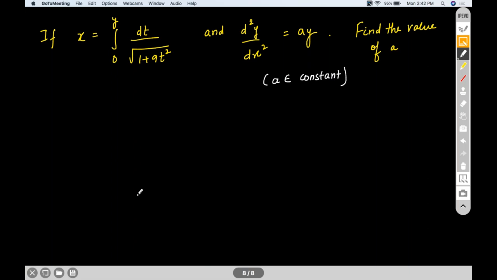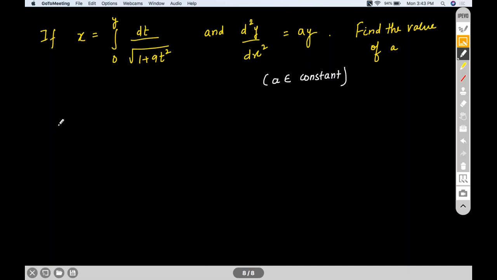Okay, Shreya says 9. I would not say right or wrong as of now. Let's see what others have to say. Nine, absolutely. Correct. 9 is the right answer.